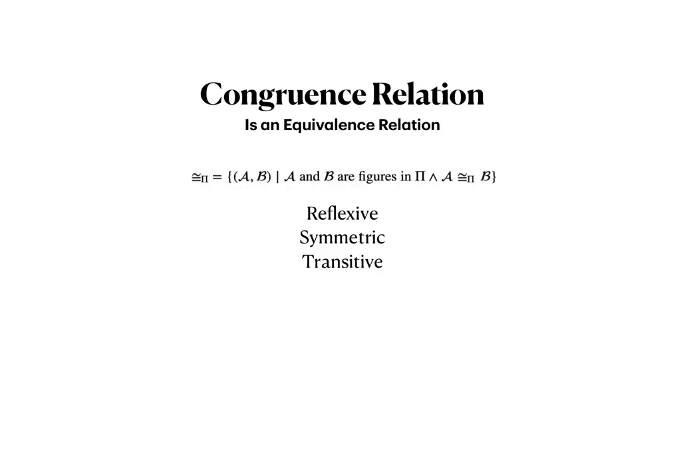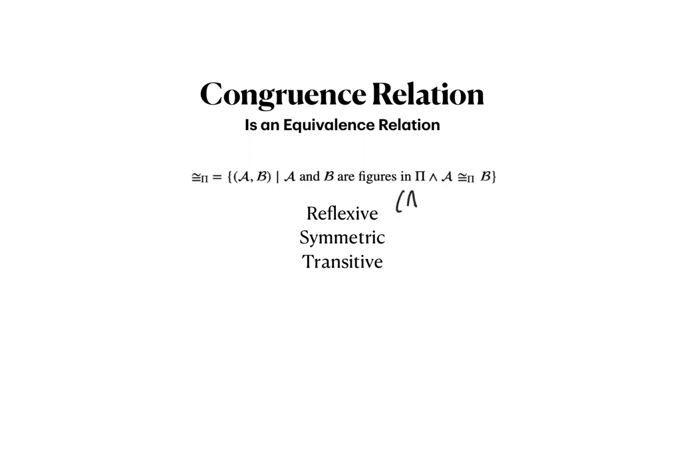Next, I'd like to talk about congruence as a relation. So remember, a relation is a set of ordered pairs, and in order to be in the congruence relation, the ordered pairs are figures of the plane. So it's the set of ordered pairs A comma B, where A and B are figures in the plane, and A is congruent to B. So let's look at this. In order to be an equivalence relation, it must be reflexive, symmetric, and transitive.